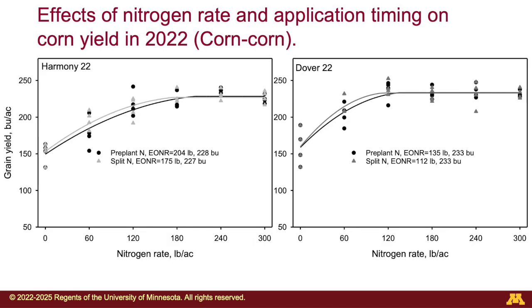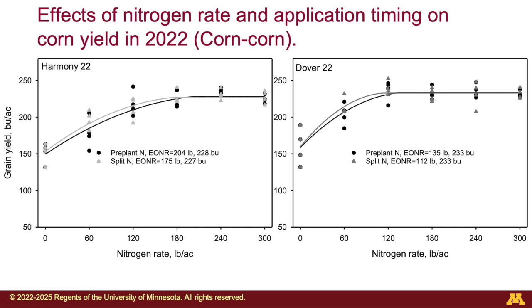We go to the corn on corn sites in 2022. Here is Harmony, very similar yields, but almost 30 pounds less N when we use split application. Over here at Dover, and the Dover site is unique. Someone mentioned earlier, did we have any sites that had a cover crop? The Dover site all 3 years was corn following sweet corn with a cereal rye cover crop planted after the sweet corn was harvested.